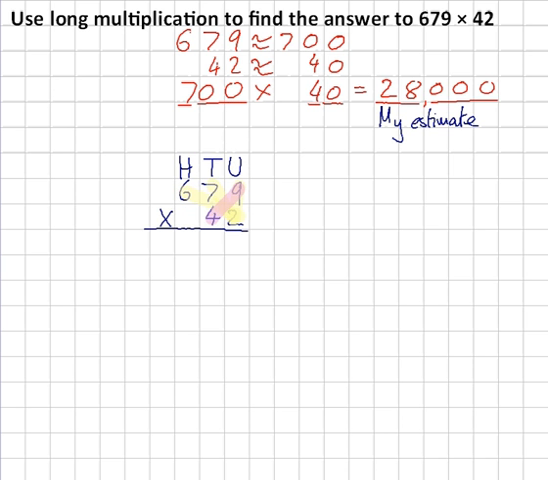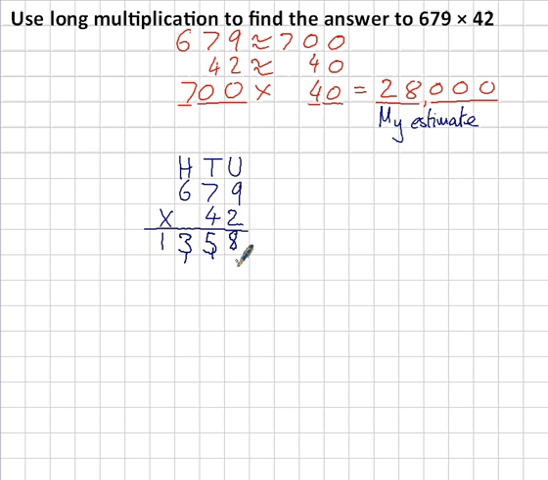Here we go. 9 times 2 is 18. 7 times 2 is 14, plus the 1 that we're carrying is 15. 6 times 2 is 13. Sorry, 6 times 2 is 12, plus the 1 that we're carrying is 13.